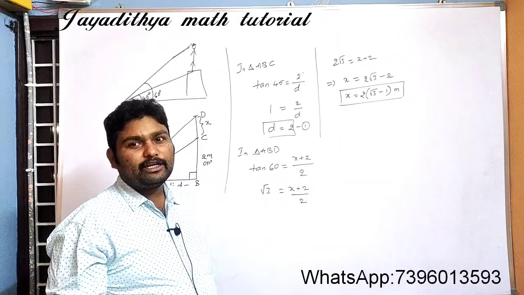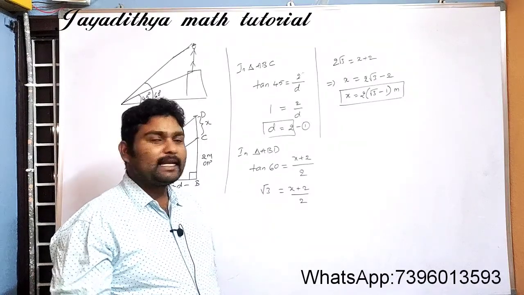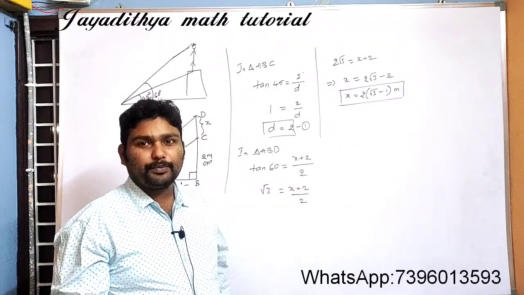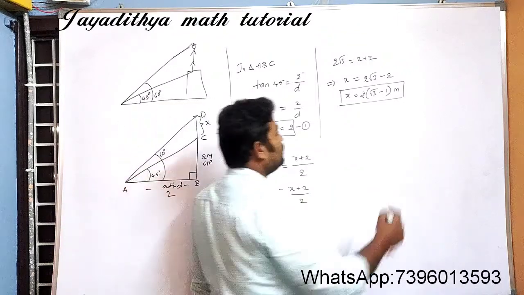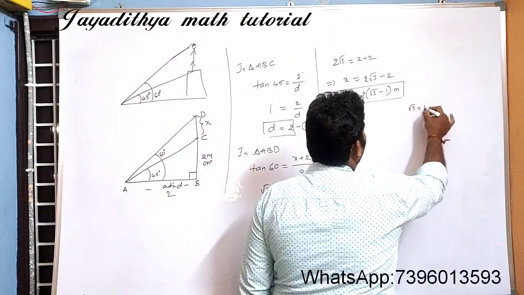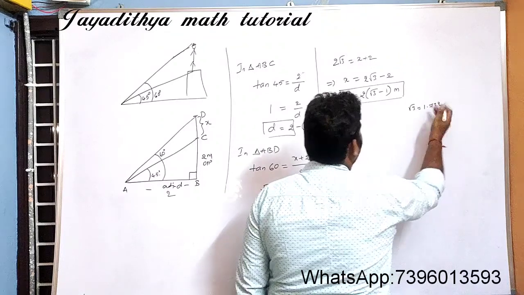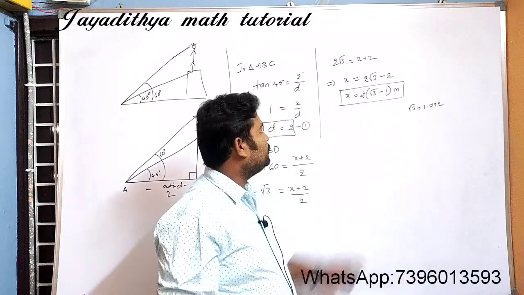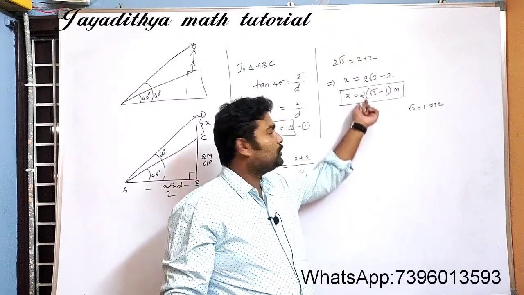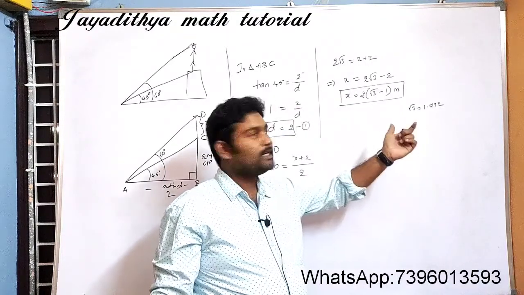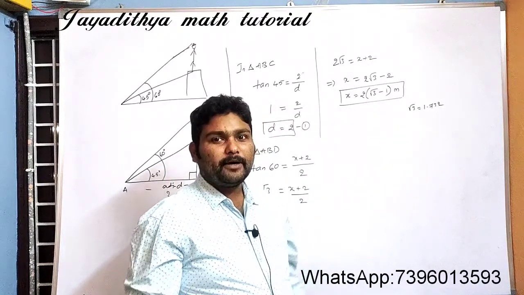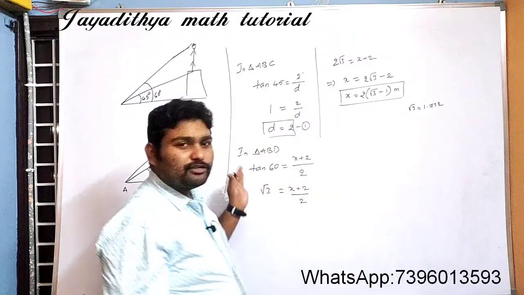So this is the height of the statue. If you want to further calculate, take the value of root 3 as 1.732. From this you subtract 1, that will be 0.732, and you multiply with 2. 2 into 0.732, you do it, then you will get the perfect answer. I hope you have understood this problem.